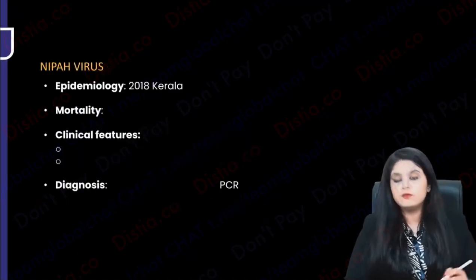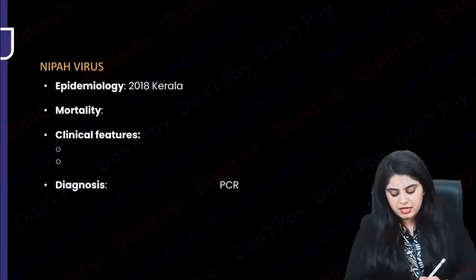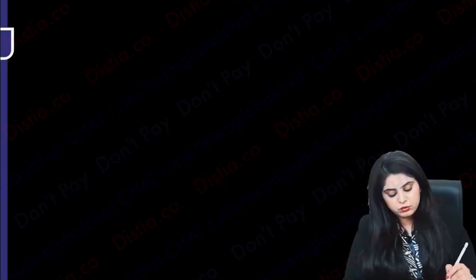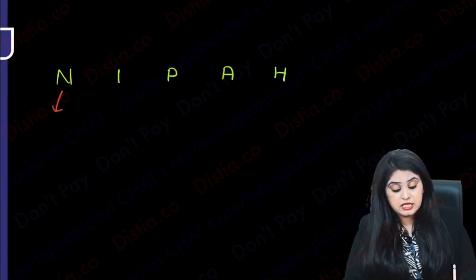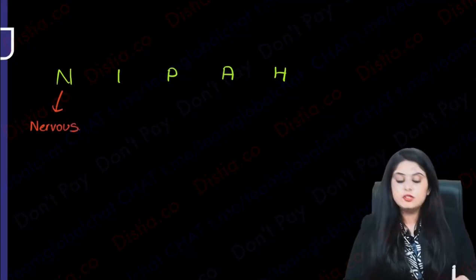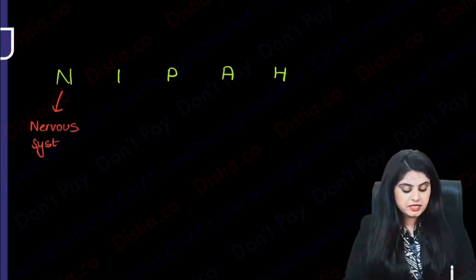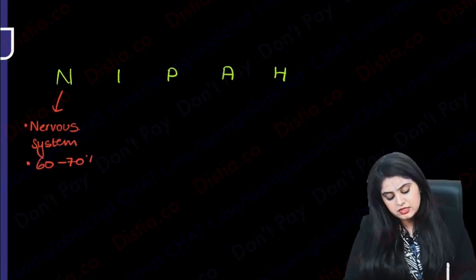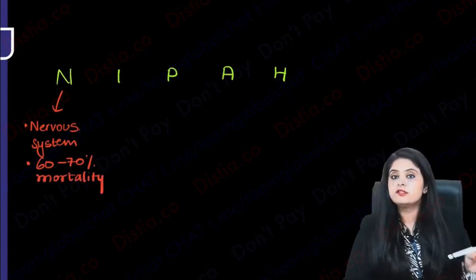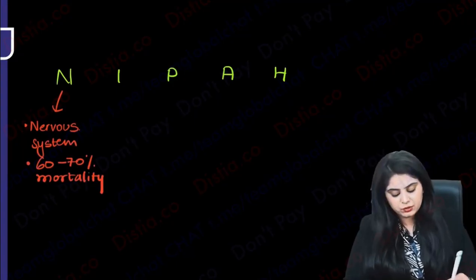Before I start and give you so many bullets about it, maybe I can help you with a mnemonic, and that way you will be able to correlate this a little better. When I'll be talking about the Nipah virus, I am very nervous. Why am I nervous? Because first and foremost, the nervous system is what is going to be affected. And secondly, I'm very nervous because this has a 60 to 70% mortality rate. So yes, I'm very nervous about the system also, and about the mortality also.